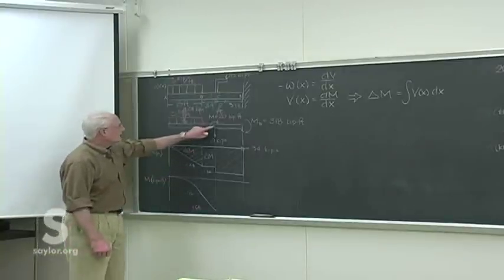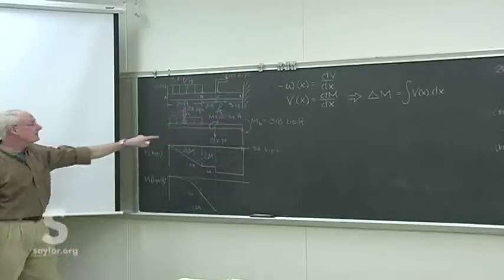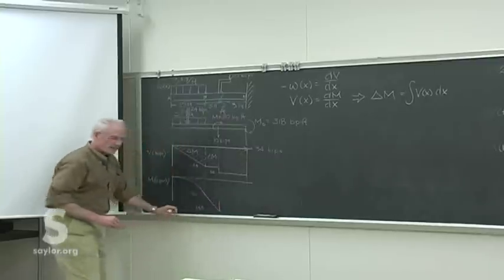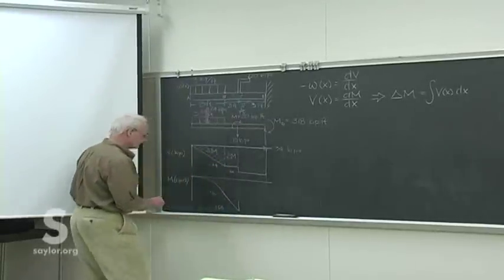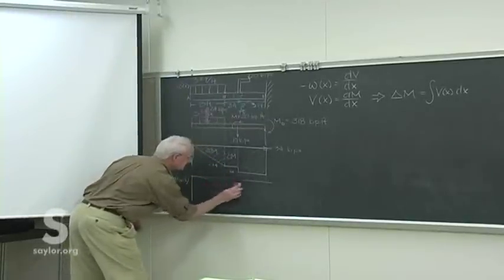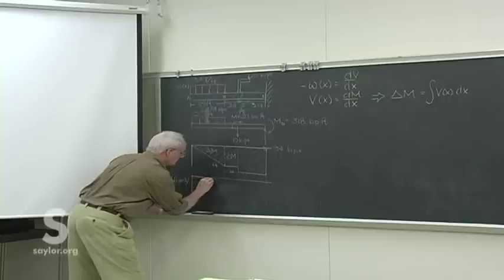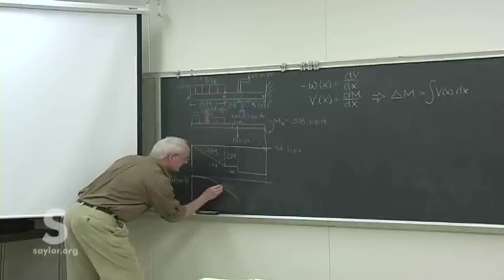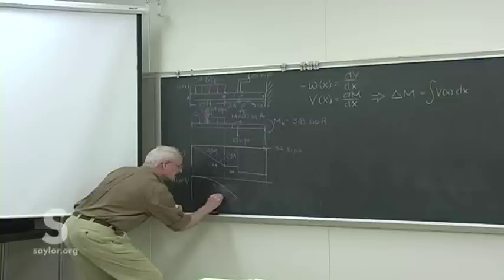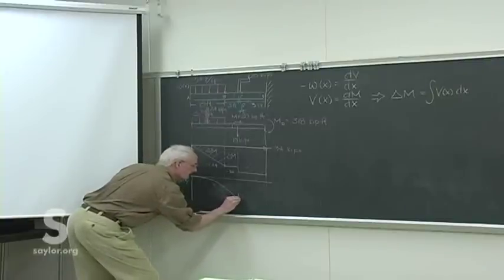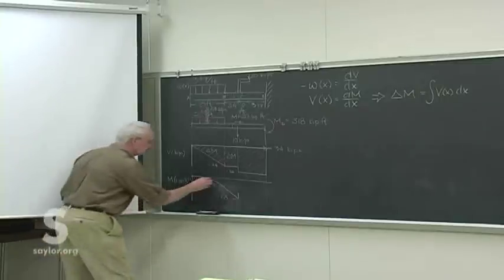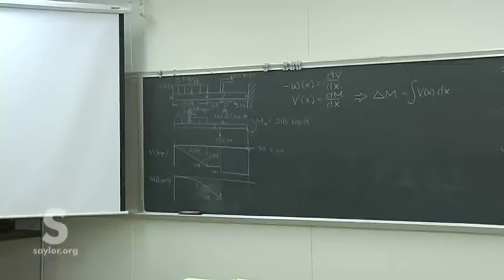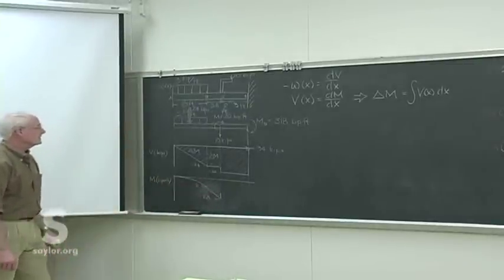Now in the moment diagram, right at this spot, we have an applied moment of 20 kip feet. So that's going to cause us to jump up by 20. That takes us to 148, right about there. Yep, we're going to run out of space, so I just have to make my curve a little less deep. Minus 168, we jump up by 20, so that's a point moment applied to the beam and the response of the moment curve to that.